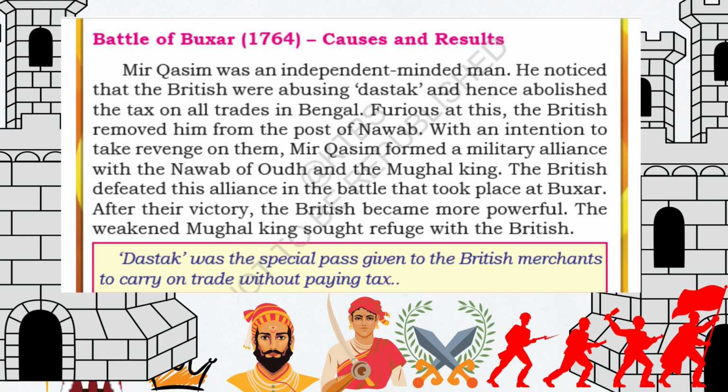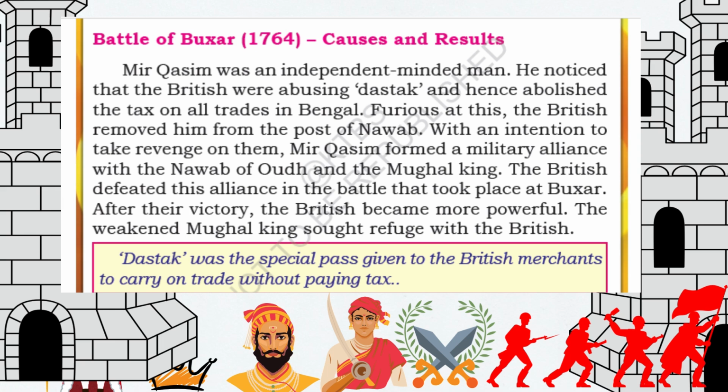Mir Qasim was an independent-minded man. He noticed that the British were abusing dastak and hence abolished the tax on all trades in Bengal. Furious at this, the British removed him from the post of Nawab. With an intention to take revenge on them, Mir Qasim formed a military alliance with the Nawab of Oudh and the Mughal king. The British defeated this alliance in the battle that took place at Buxar.